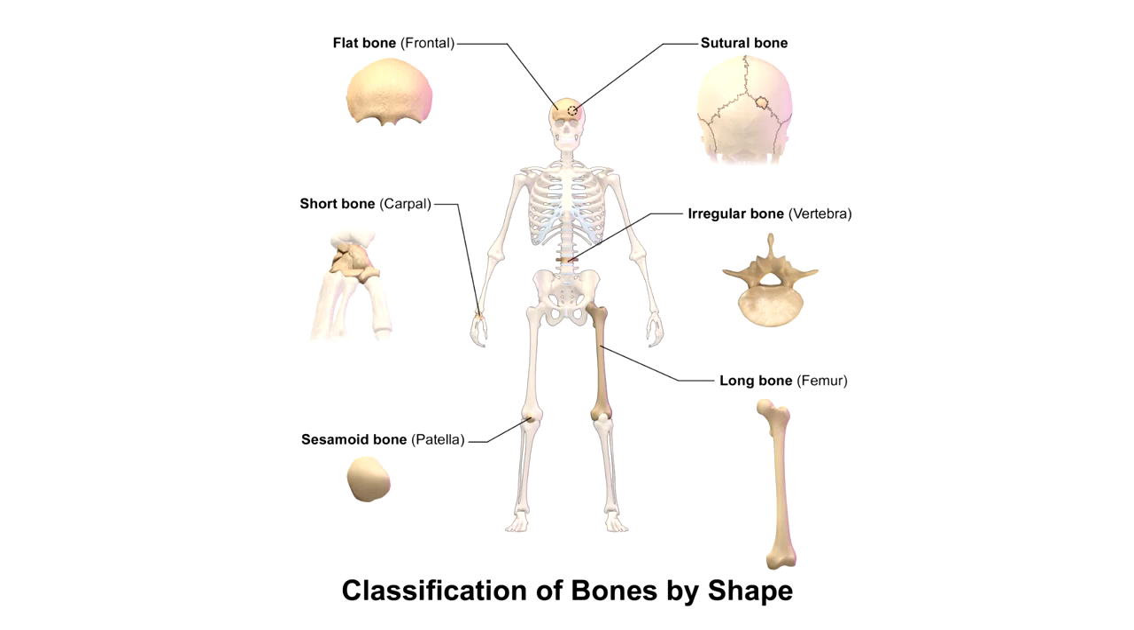So in this video we're going to talk about the 6 main types of bone. We have long bones, short bones, flat bones, irregular bones, sesamoid bones, and sutural bones. So let's start with the first one.